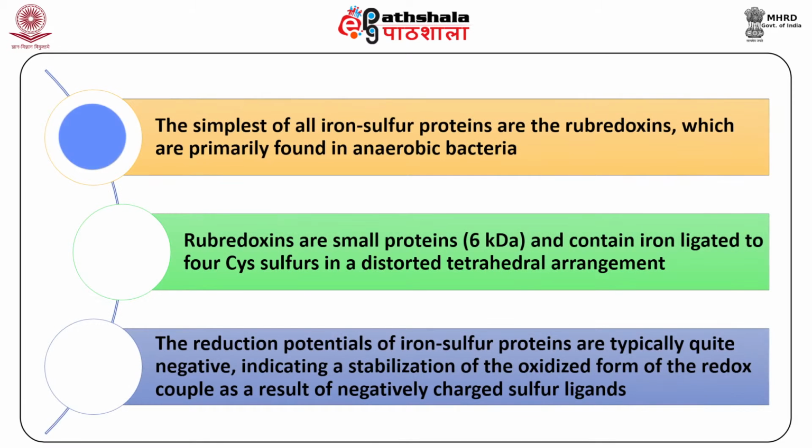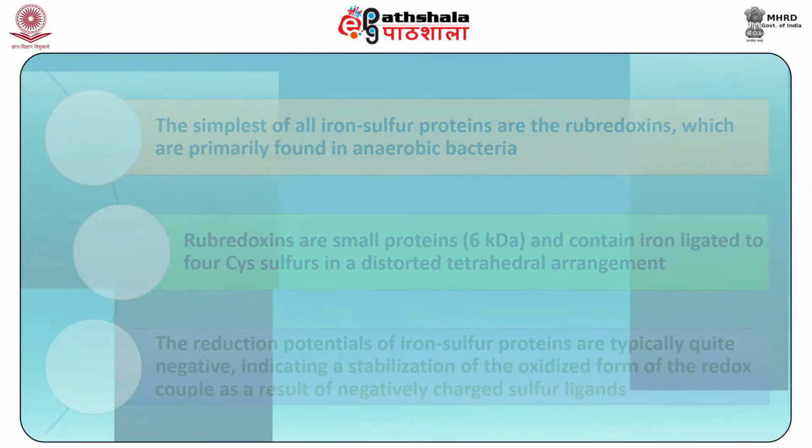The simplest of all iron-sulfur proteins are the rubredoxins, which are primarily found in anaerobic bacteria. Rubredoxins are small proteins, approximately 6 kilodaltons, and contain iron ligated to 4 cysteine sulfurs in a distorted tetrahedral arrangement. The reduction potentials of iron-sulfur proteins are typically quite negative, indicating a stabilization of the oxidized form of the redox couple as a result of negatively charged sulfur ligands.